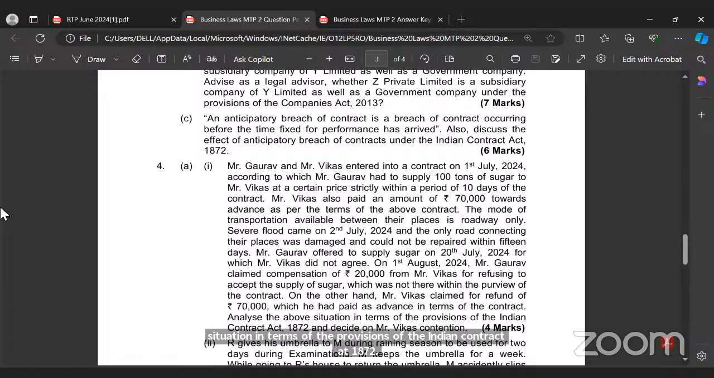Vikas' contention. 4 marks. See, now there is one seller who's selling sugar and he has to supply within 10 days. Within that 10 days, that buyer has given him 70,000 rupees as advance, correct or no? But within the 10 days, he could not supply because there were severe floods and the roads could not be repaired. So once there is severe floods and the roads cannot be repaired, what happens? This is called supervening impossibility.